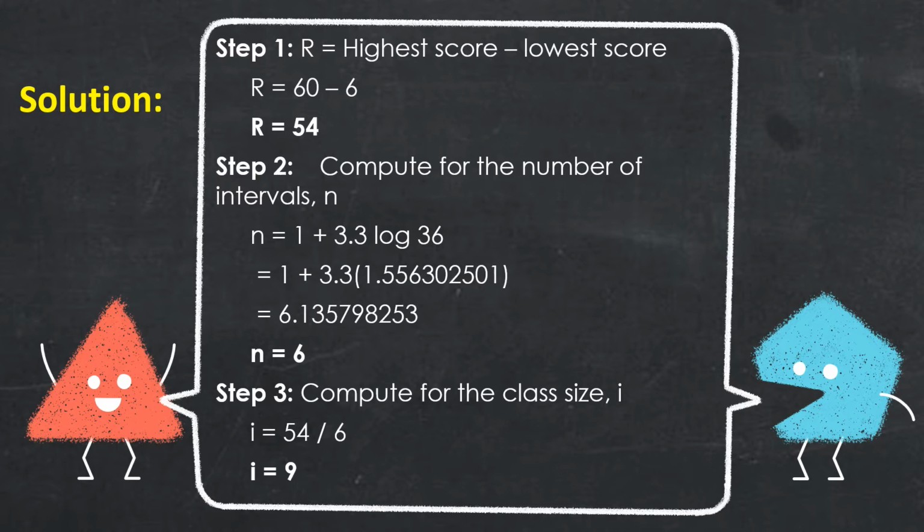Step 2, compute for the number of intervals. So, n is equal to 1 plus 3.3 log 36. Why 36? Because the given occurrence a while ago is equal to 36. That is n is equal to 6. Compute for the class size: i is equal to 54 divided by 6, because we have the range 54 and our n is 6. So, for us to get the class interval, of course, the class size i is equal to range divided by n. Therefore the answer is 9.